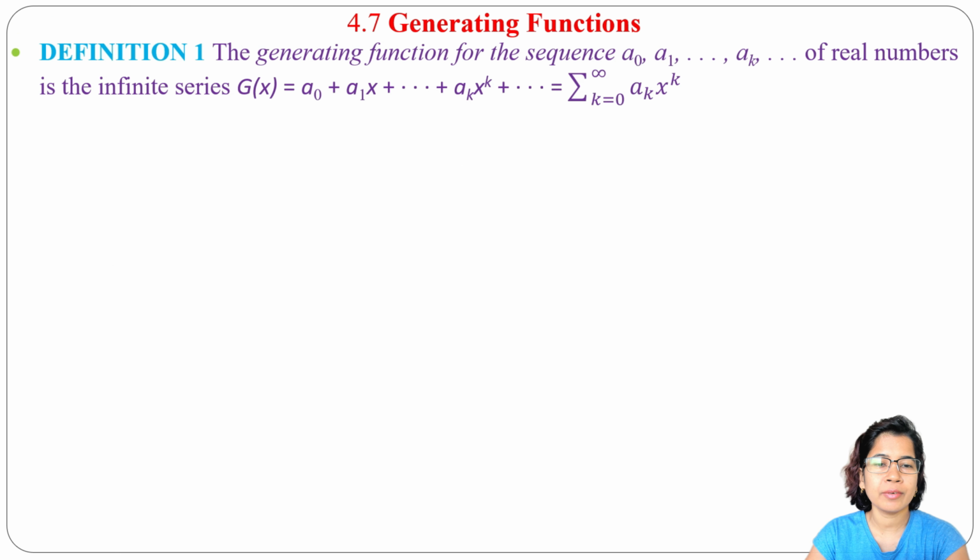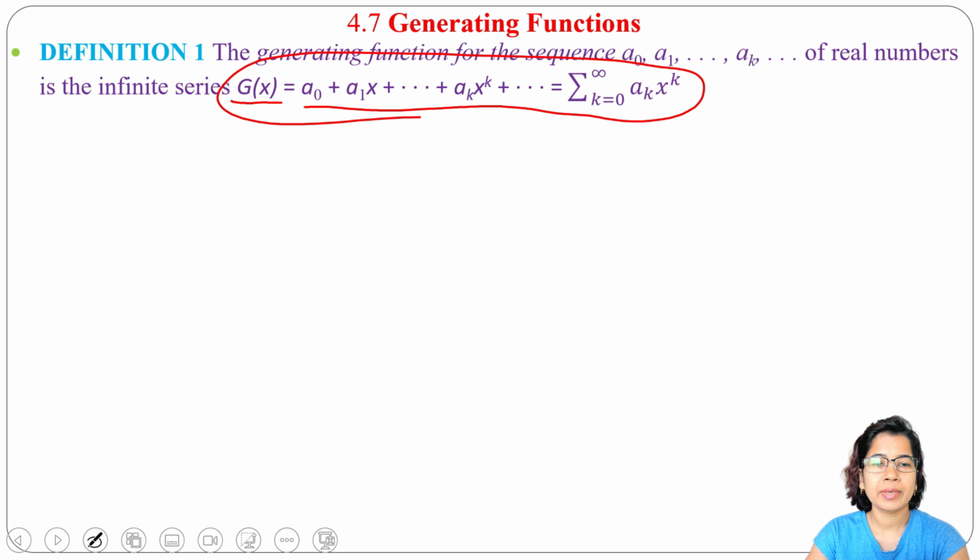Definition 1. The generating function for the sequence a0, a1, ..., ak, ... of real numbers is the infinite series G(x) = a0 + a1x + ... + ak x^k + ... This is an infinite series equal to the summation of k equals 0 to infinity of ak x^k. This is our generating function. So G(x) equals this series, and we can represent it as the sum of k equals 0 to infinity of ak x^k.